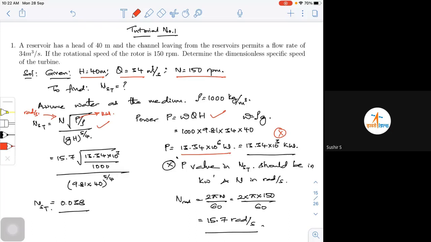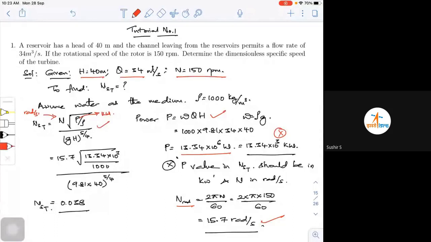So if I want to get it, just omega is equal to 2 pi N by 60. Few books call it omega, but already I've taken omega as a specific weight, so I don't want to use that same notation. I'm using N radians or N. So what will be the value of the speed? It is 15.7 radians per second. Now substituting all the numbers and getting a number.